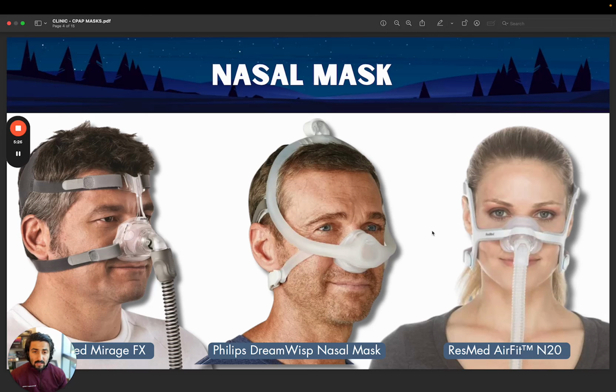Okay, if it becomes difficult to tolerate nasal masks, then we can also refer you to an ENT doctor to see if there is anything that can be done from an anatomical standpoint to reduce the amount of nasal resistance and increase the size of the nasal passages. So we've talked about nasal pillow masks, nasal cradle masks, and here are the nasal masks.